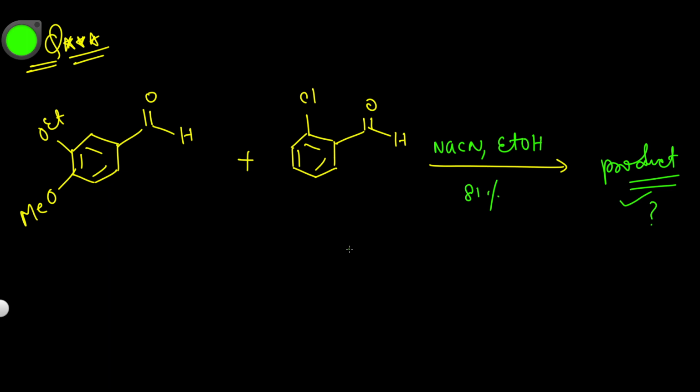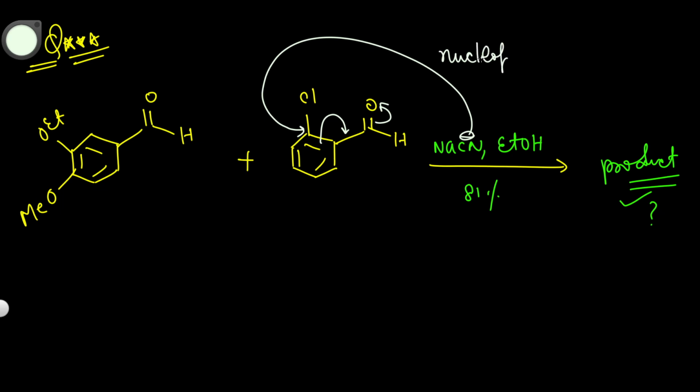So first thing, what do you think? Okay, I will tell what you are all thinking. What are the possibilities of the reaction? You can either think that this CN minus will attack on this, and then after this, so it's like a nucleophilic aromatic substitution, right? You can also think this, nucleophilic aromatic substitution, right?